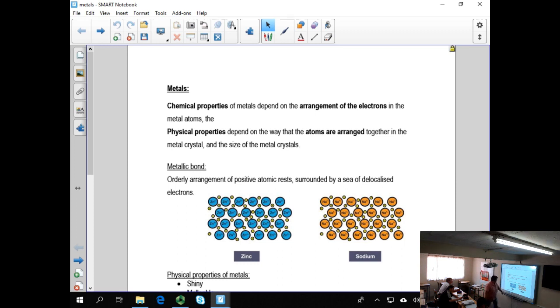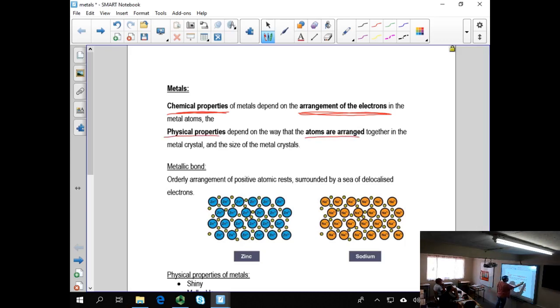now we are starting out very simply. The chemical properties of metals depend on the arrangement of electrons in the metal atoms. It's basically got to do with how it is bonded. All right. Remember, chemical properties involve making and breaking of chemical bonds. So chemical properties would be properties the substance has due to the bonding between the particles. Now, the physical properties depend simply on how the atoms are arranged together in the metal crystal.